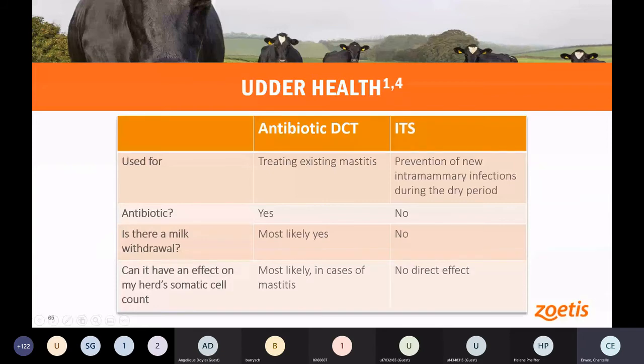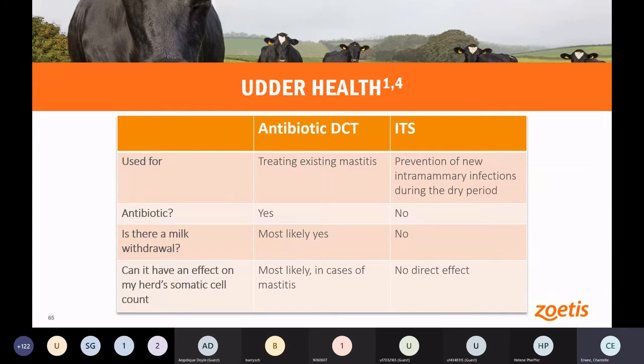So just to give you an overview of what is an antibiotic dry cow therapy and what is an internal teat sealant. Obviously, an antibiotic dry cow therapy is an antibiotic, whereas an internal teat sealant does not contain any antibiotic properties at all. With an antibiotic dry cow therapy, there's usually quite a long withdrawal period. And this will differ from antibiotic to antibiotic. Very important that you look at that and that it's in line with what the client wants their dry period to be, that it's not longer than what their dry period is, right?